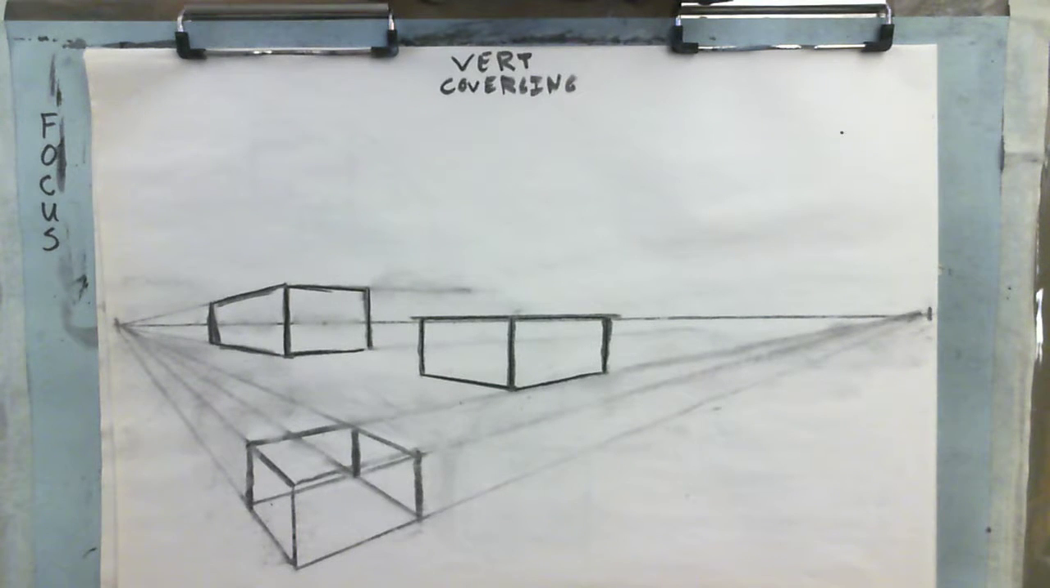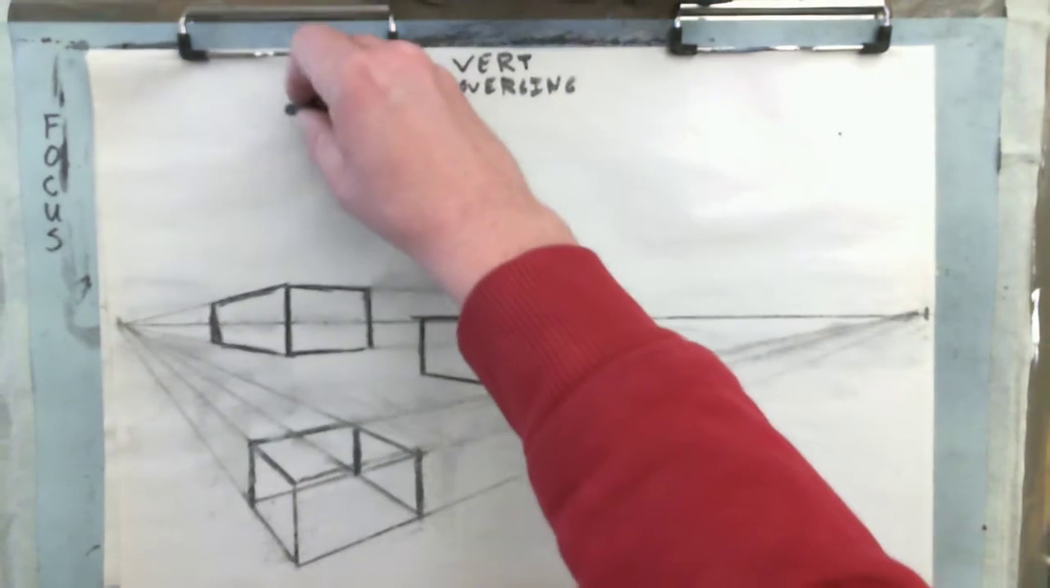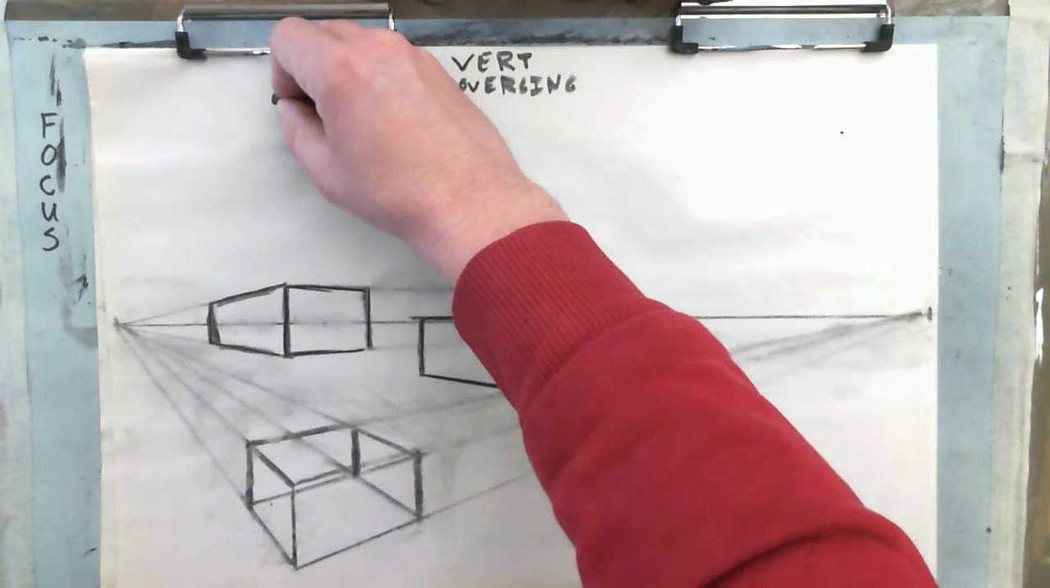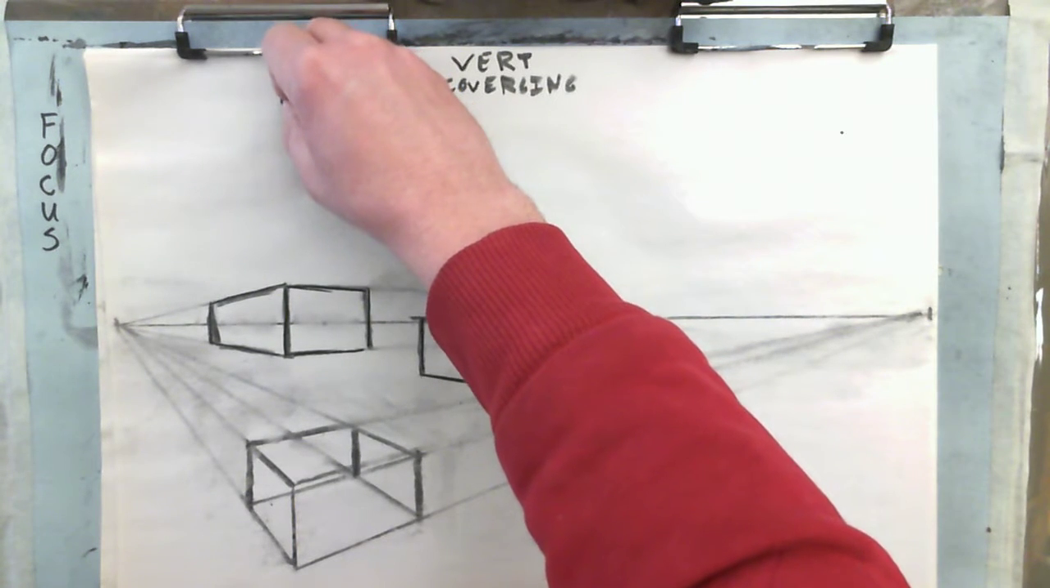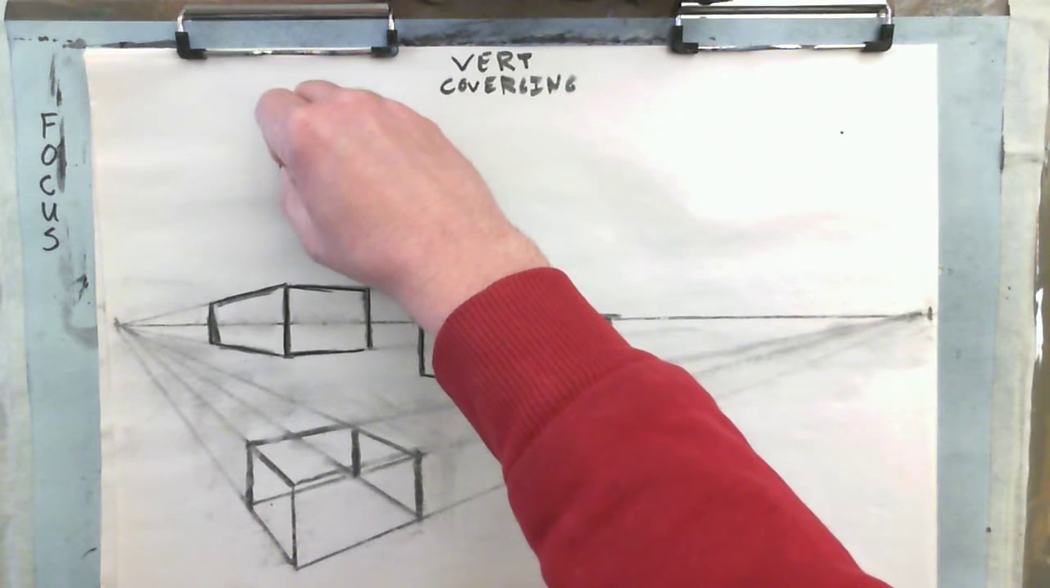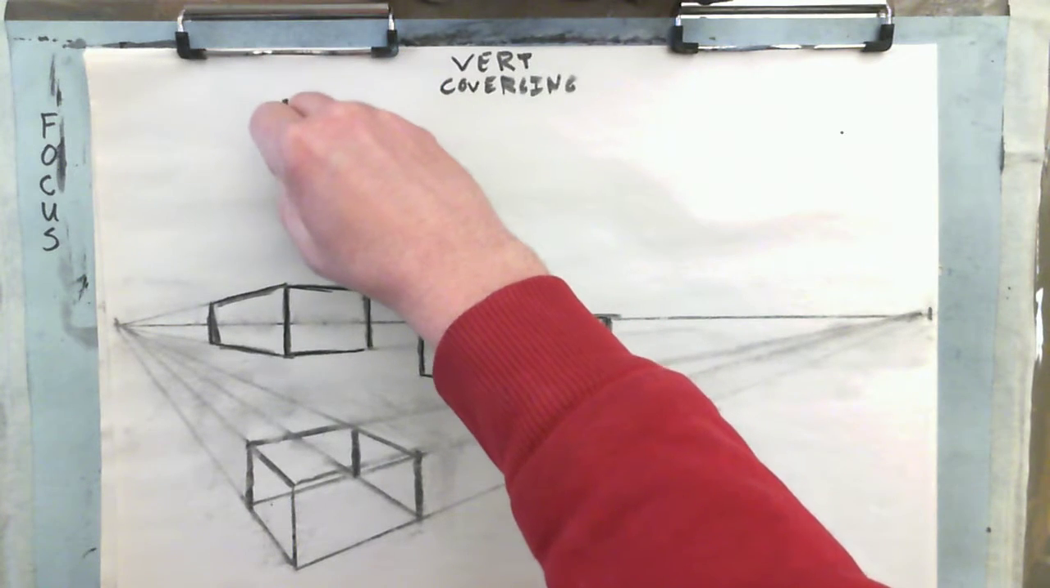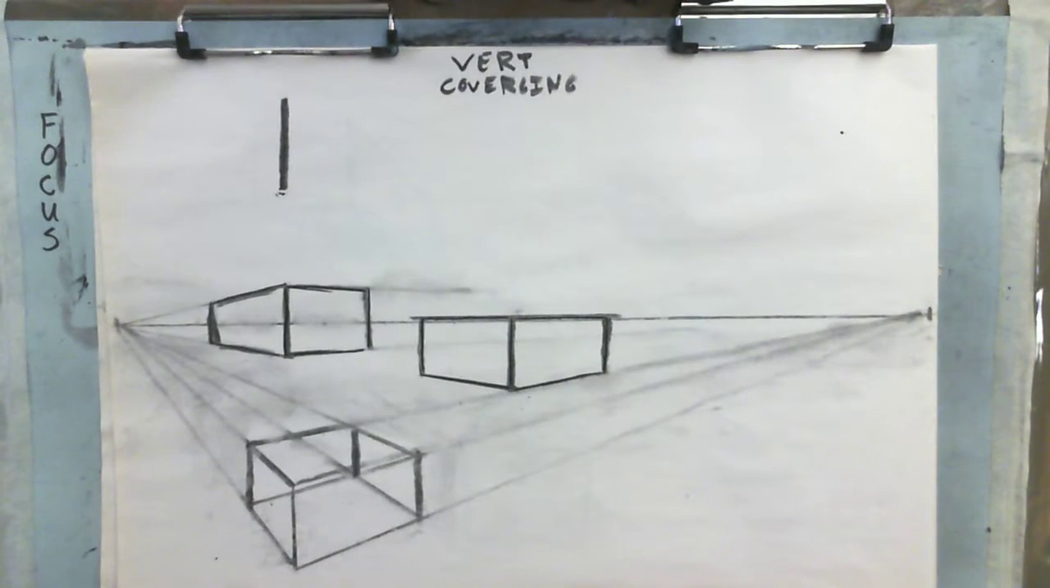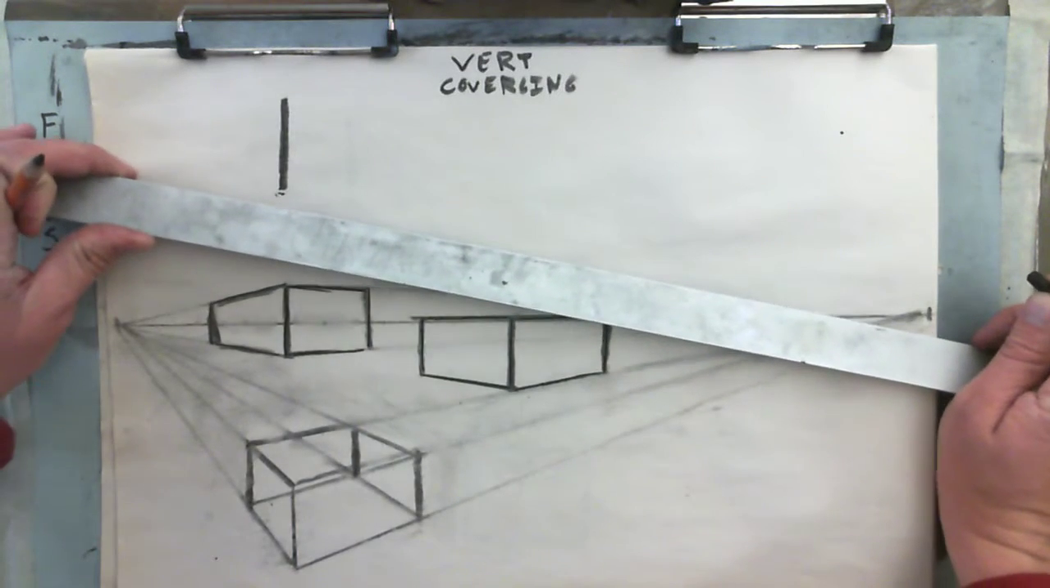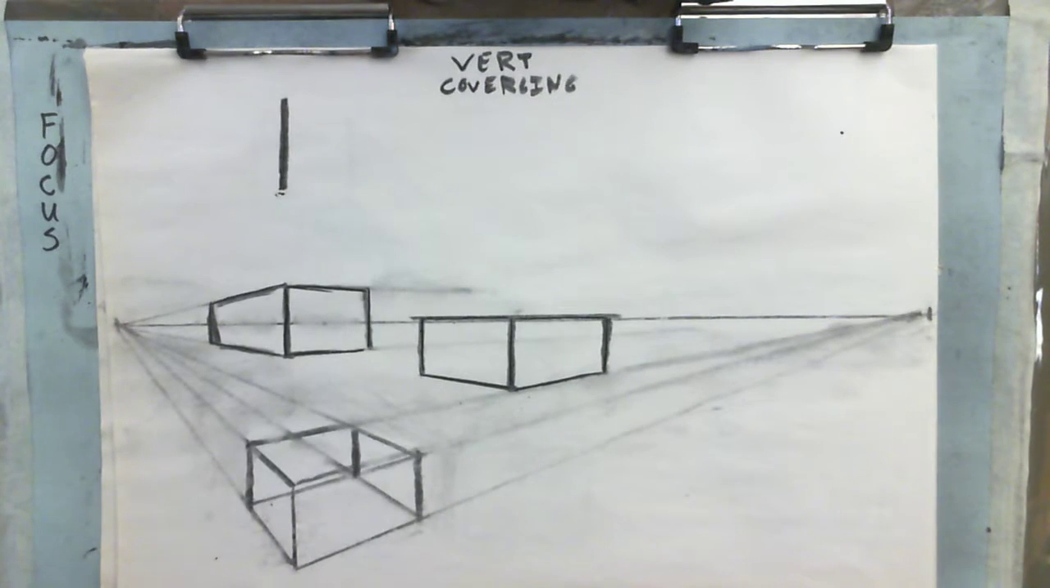Let's try another one. I'm going to do one up above the horizon. So which sides are we going to see? Anybody? Yeah, good. The bottom and the two sides. So again, just draw a vertical line. Everybody draw a vertical line.